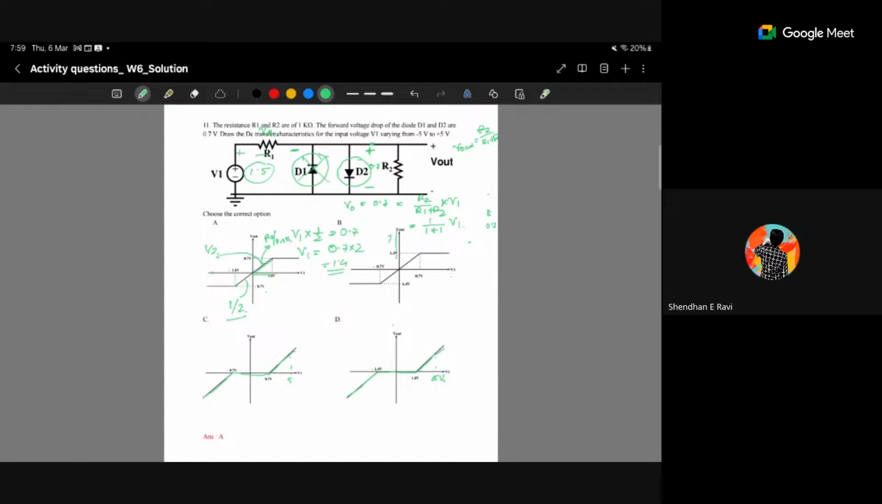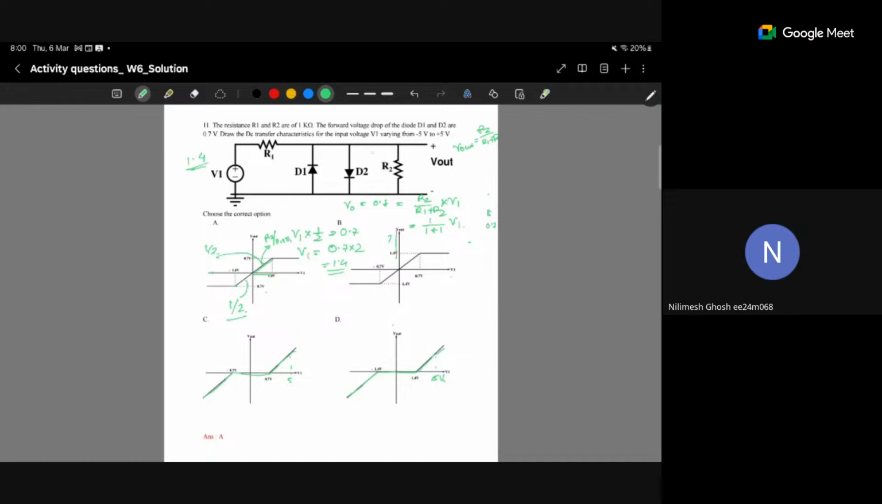You said if we change V1 instead of 1.4 to 1.5, then the voltage across R1 will be 1.5 minus 0.7, which will be 0.8. Won't all the values change? Why are we subtracting 0.7 directly? So you're asking why V out is not changing, but VR1 is changing after 1.4 volt, right? Now if V1 is 1.4 volt, we are standing at 1.4 volt.